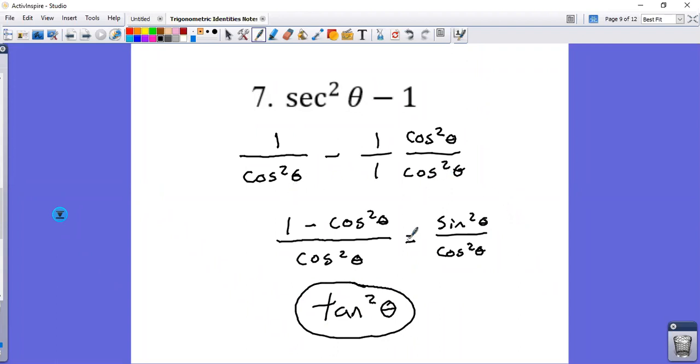Common denominator. Subtract them. Know that identity. 1 minus cosine squared is sine squared. 1 minus sine squared is cosine squared.